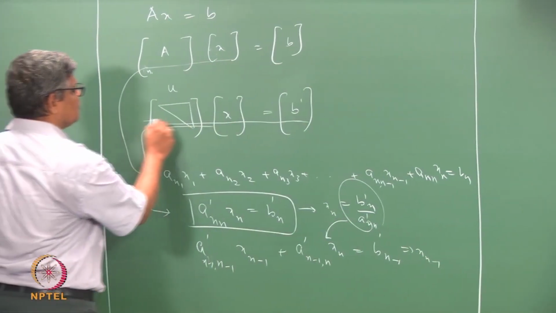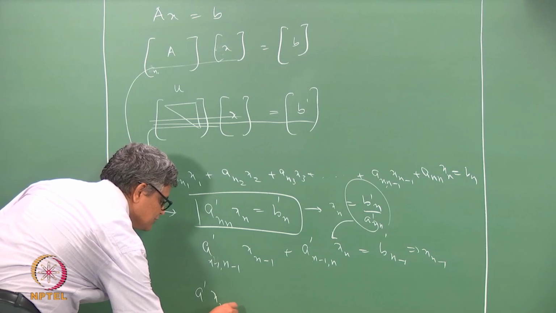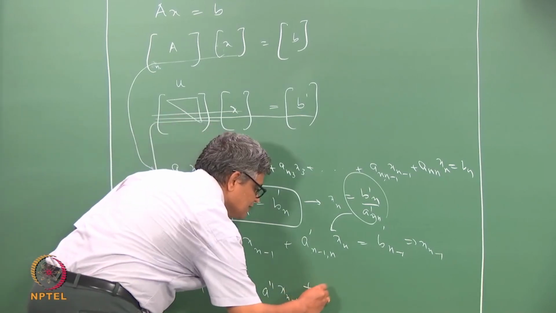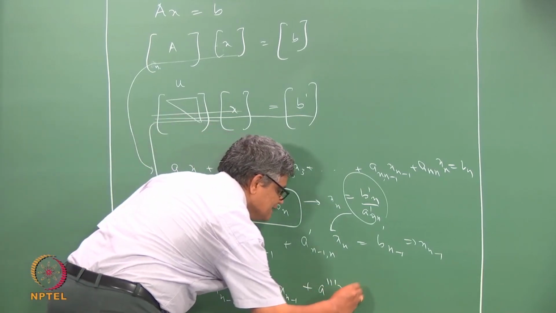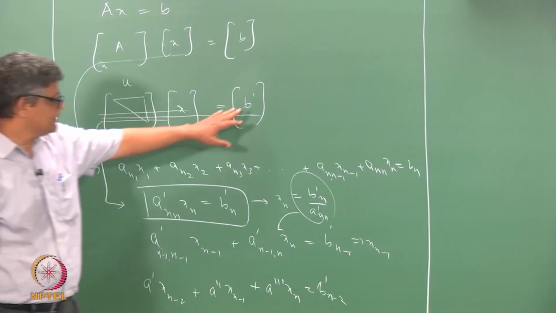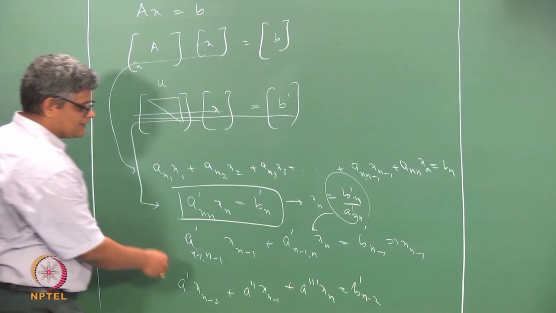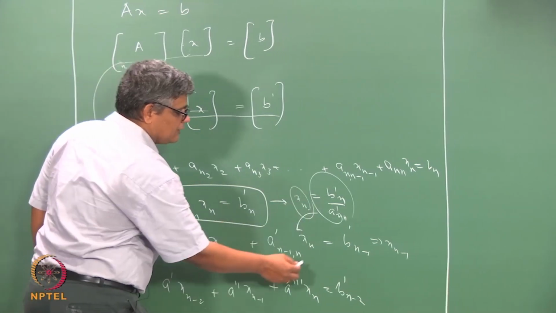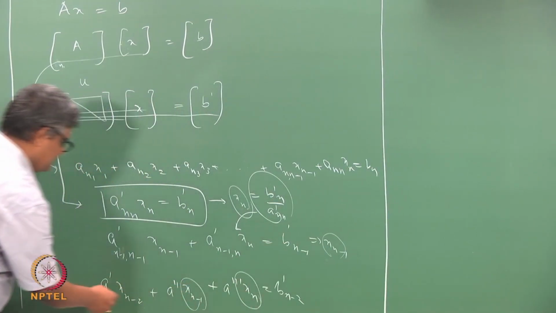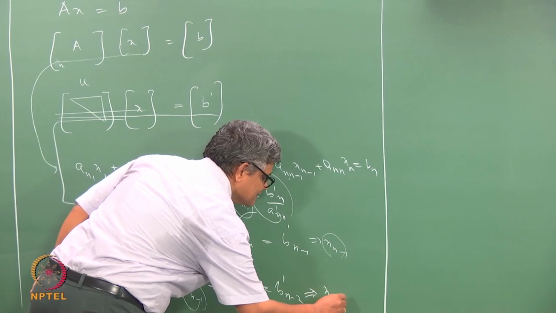Similarly, the third equation from the bottom is put in some form of a prime xn minus 2 plus a double prime xn minus 1 plus a triple prime xn equal to b prime n minus 2. So the right hand side of this equation gets changed and the coefficients also get changed. But by this time we already know xn and we already know xn minus 1. So we can substitute here for these, and we have a simple equation for xn minus 2. We can get from this xn minus 2.